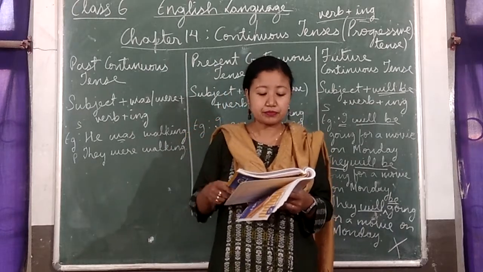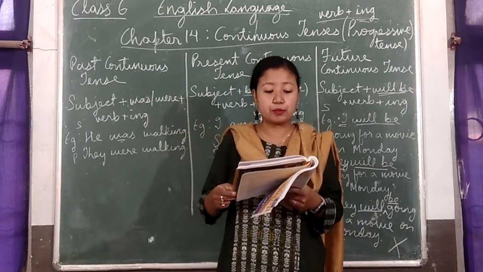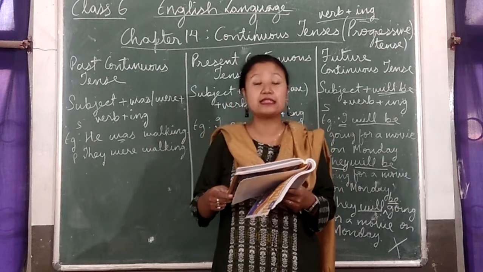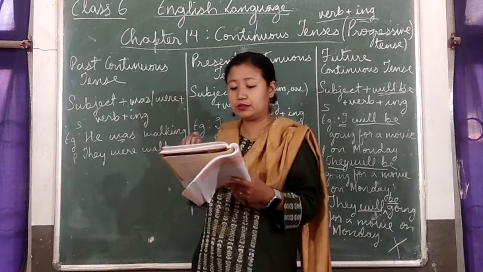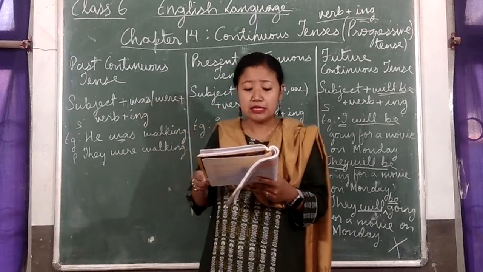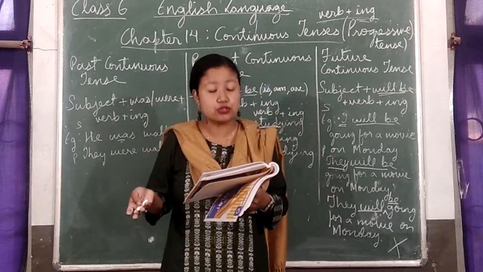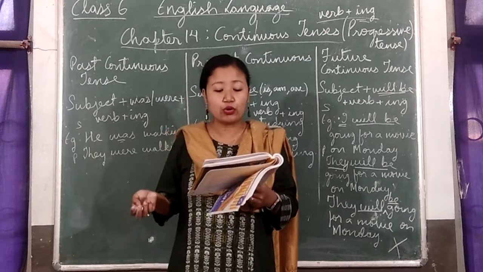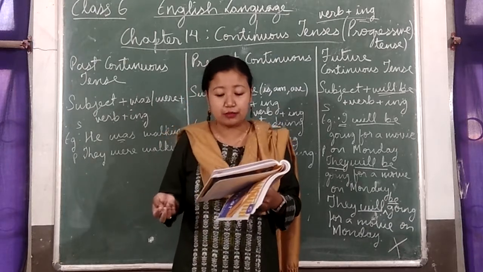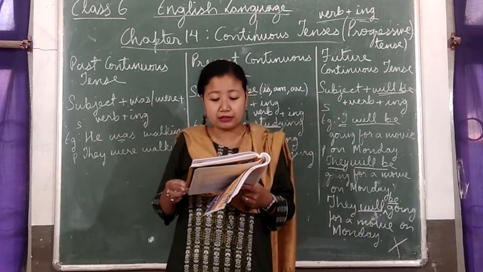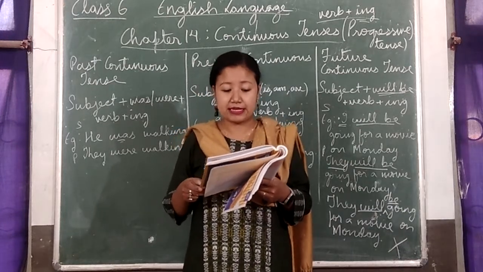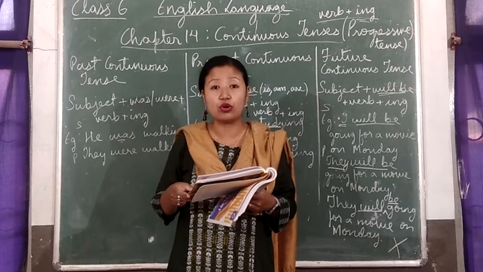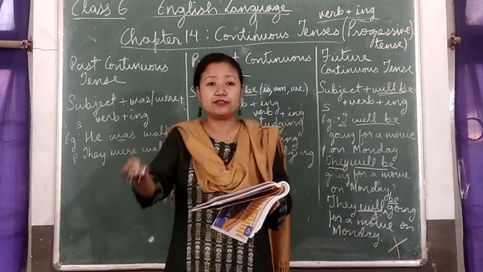Next, past continuous tense. It indicates an action that was going on in the past. So when will you use past continuous tense? To describe an action going on at a point of time or over a period of time in the past. The time of action may or may not be indicated. So, he was playing video games all evening. It's just mentioned all evening.